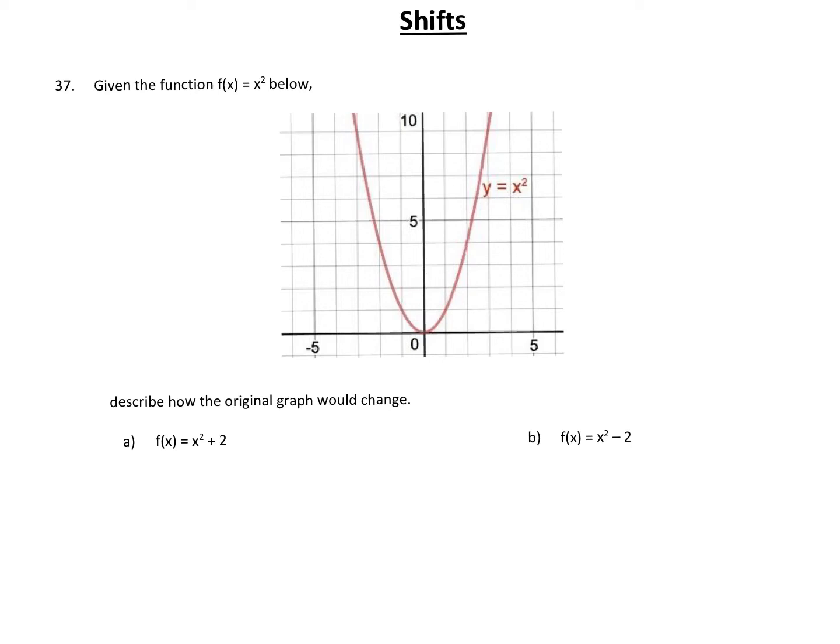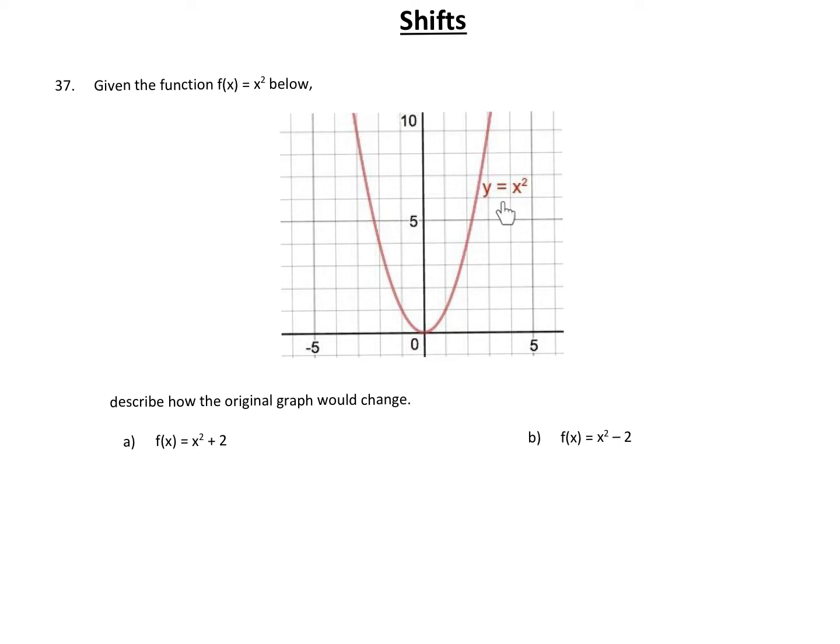All right, so if you can turn to page 22 in your packet, today we're going to take a look at something called shifts, or another word for this would be transformations. If we look at number 37, we're given this function, y equals x squared. This is just your basic parabola. And it says underneath it, describe how the original graph would change if the function was changed to this.